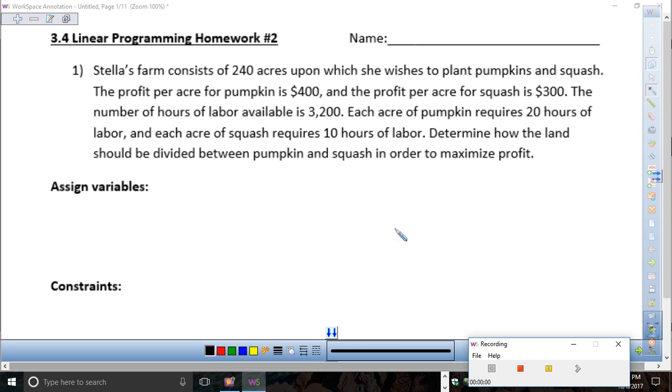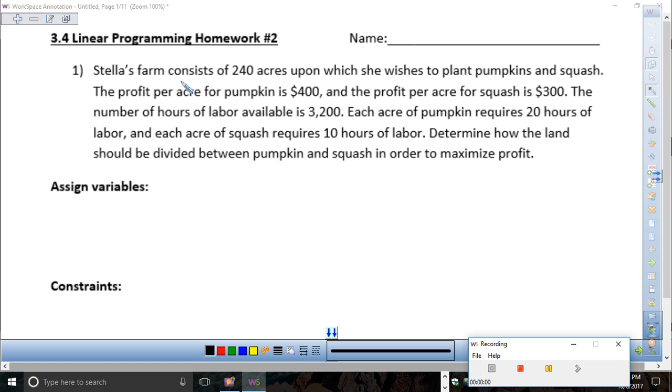Hi everyone. So linear programming is going to be a tough topic, especially at first. There's so much information given to us in these problems that we need to organize and sort through, and really just setting this problem up correctly is going to be really important. So we have Stella's farm.